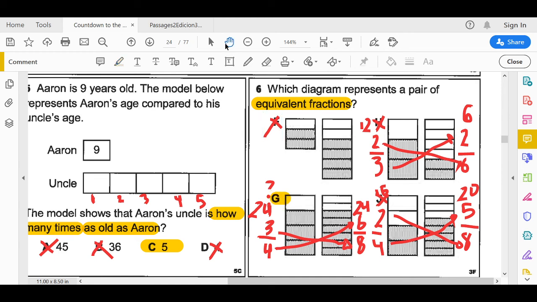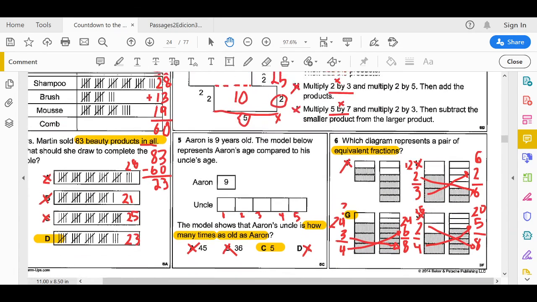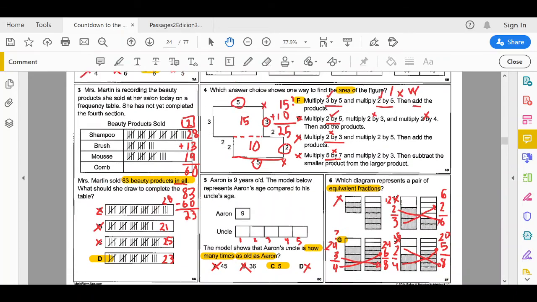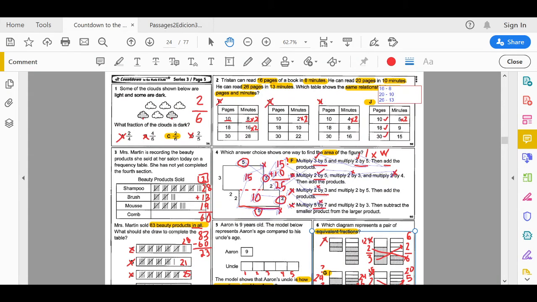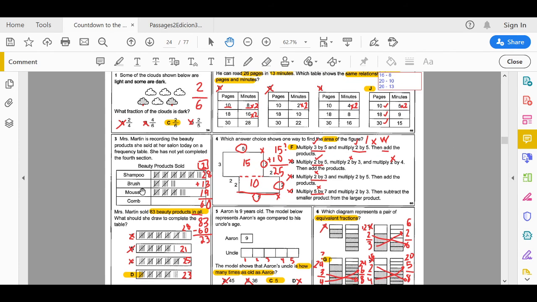Make sure you have your strategies on your paper so you know how to do the ones that will count as a quiz, okay? And now I'm going to give you the answers for all the questions. Number 1 was C. Number 2 is J. Number 3, that one was D right here. Number 4 is F. Number 5 is letter C. And number 6, that is letter G.